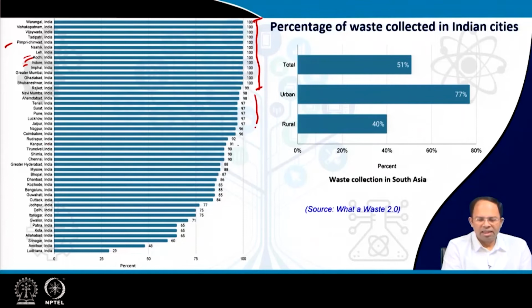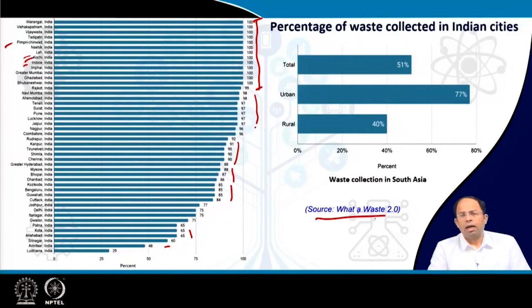Whereas at another level, that is 90%, 88%, 87%, you can see cities like Chennai, Shimla, Rudrapur, Nagpur, Mysore, Bhopal, and so on. And finally, a very, very poor situation in Patna, Kota, then Allahabad, Srinagar, Amritsar, where very little waste is being collected. So this is data from the World Bank. This is the source. This is recent data, 2015, 2016 data. So some of this may have changed now, but anyway, this is the data given by this source.